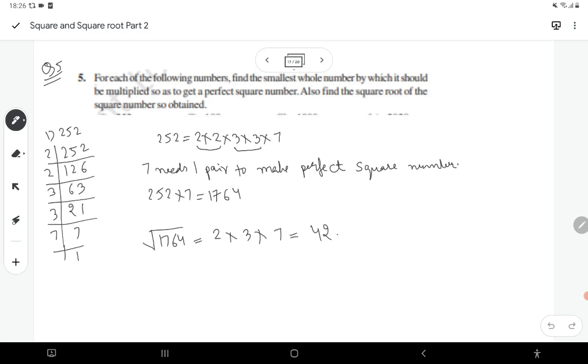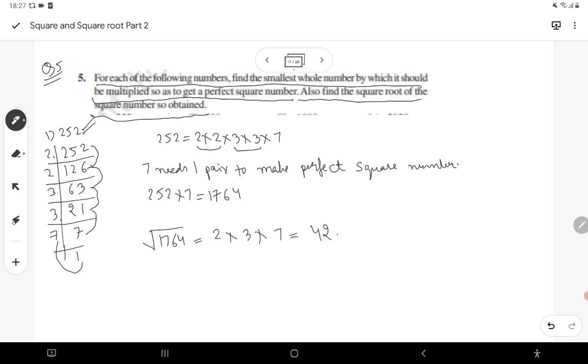Next question says, for each of the following numbers, find the smallest whole number by which it should be multiplied so as to get a perfect square number, and also find the square root of the square number so obtained. This type of question I have already explained in the exercise. So let's see how we solve it. The first part is 252. So 2 one twenty-sixes are 252, 2 sixty-threes are 126, 3 twenty-ones are 63, 3 sevens are 21, and finally 7 ones are 7.